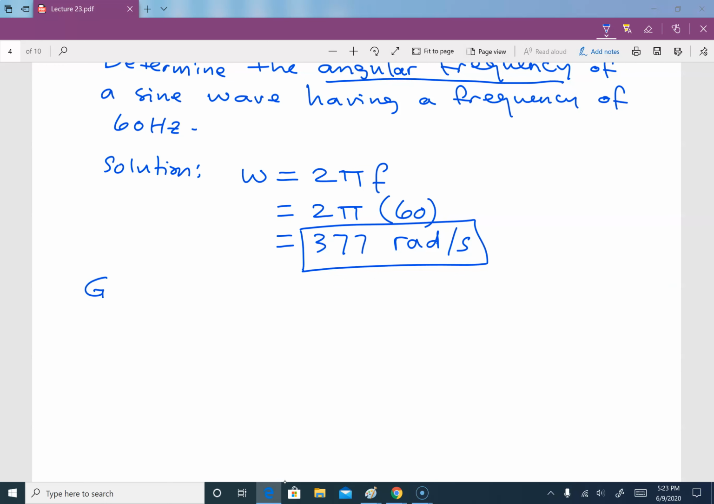Now we can proceed to the general form of a sine wave in the time domain.